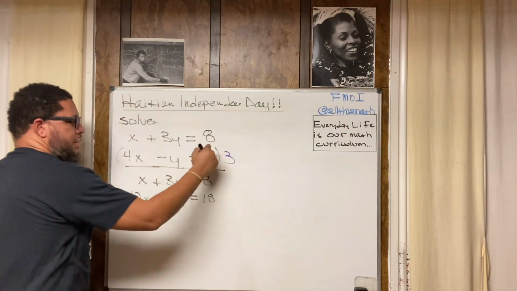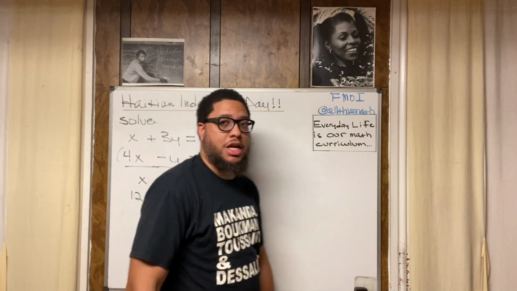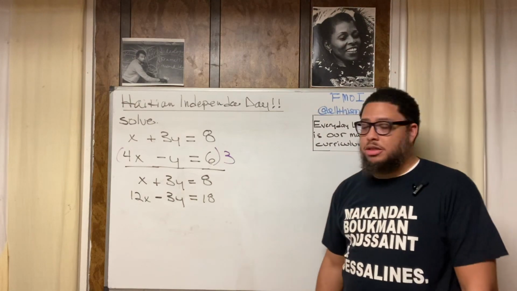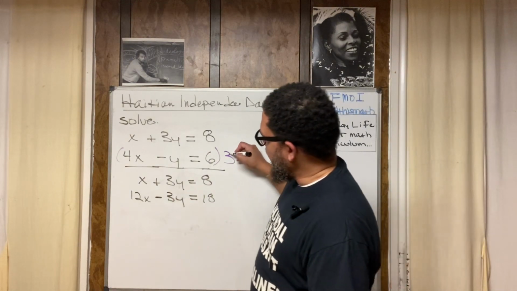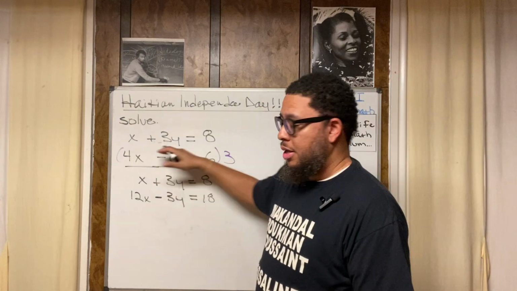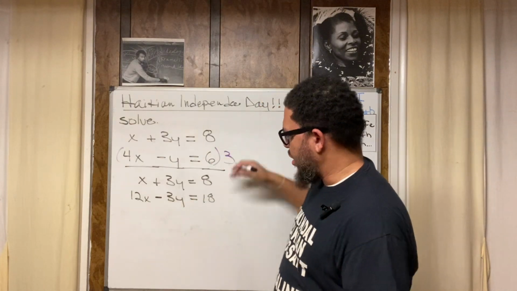Don't forget to do the 3 times 6. A lot of people forget to do the 3 times the constant. Sometimes I make that mistake. I'm not too good to make that mistake, right? But make sure you multiply the factor that you choose by everything. Everything gets this 3.